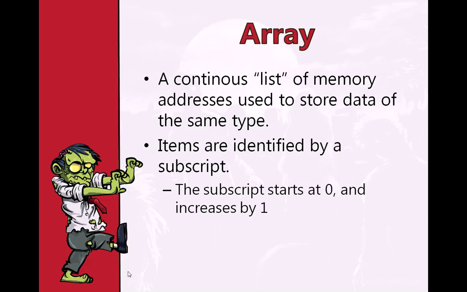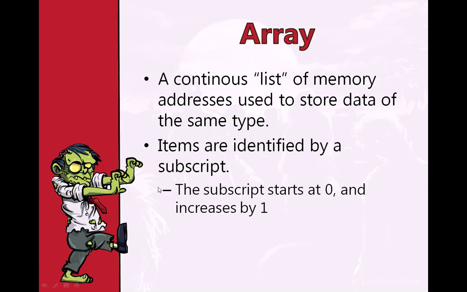The thing about arrays is items in your array are identified by a subscript. If you've ever done something like a to-do list, these are the things I have to do today: 1, 2, 3, 4, 5, 6. Item 1 might be go to the store and get bread. The second item on your list might be go to the bank and deposit $1 million. We'd all like that one, wouldn't we? But items in your array are identified by a subscript.